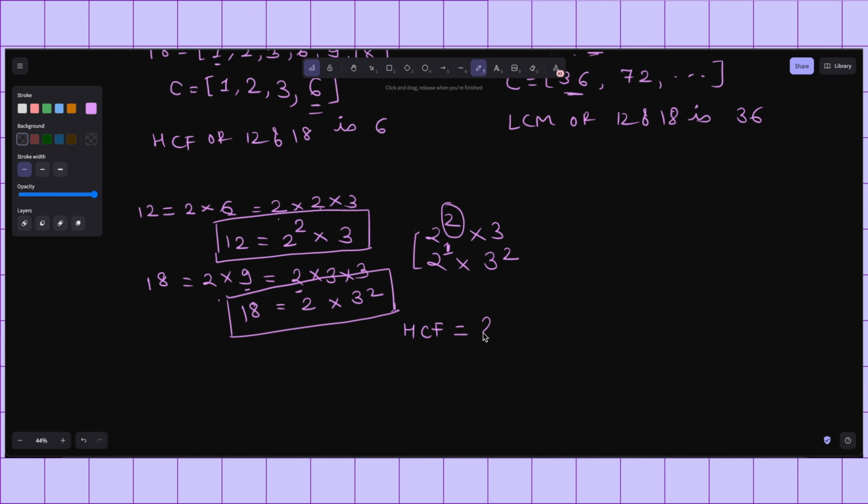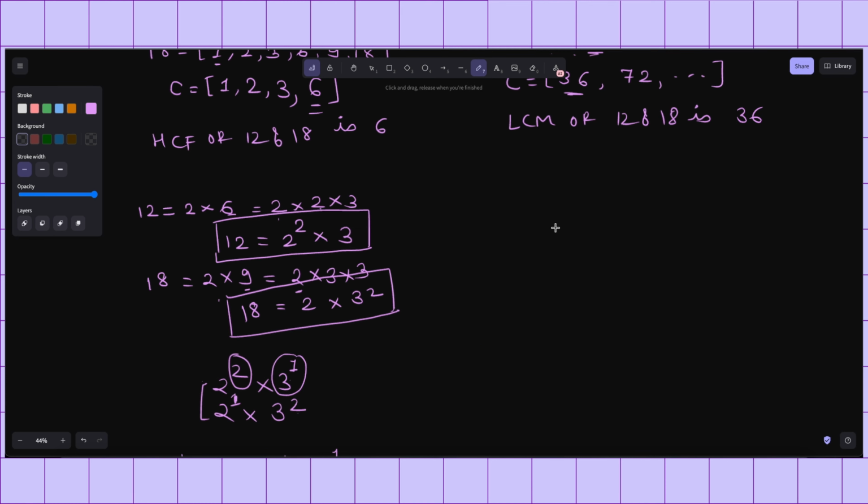So we will do 2 to the power 1 into whichever is lower between 3 to the power 1 and 3 to the power 2, which is 3 to the power 1. So we will take the least value, 3 to the power 1. Basically 2 into 3 is 6, so the HCF will be 6.